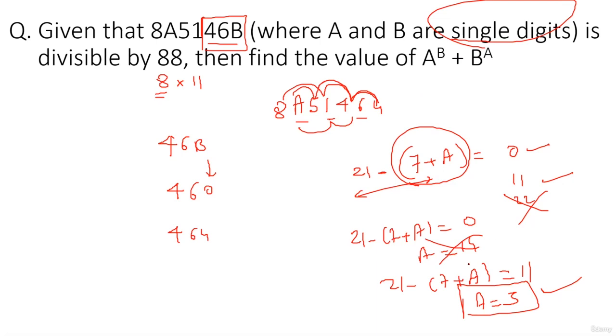अब उसने क्या पूछा है? a raised to b plus b raised to a. So they are asking us 3 raised to 4 plus 4 raised to 3. 3 cube is 81, 4 cube is 64. Your answer is 145.